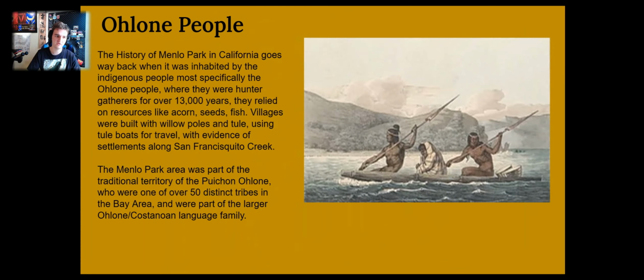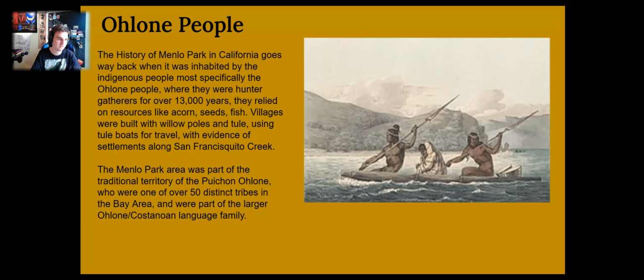Alright, so the history of Menlo Park in California goes way back to when it was first inhabited by the indigenous people, most specifically the Ohlone people, who were hunter-gatherers for over 13,000 years. They relied on resources like acorns, seeds, and fish, built villages with willow poles, and used tule boats for travel. There is evidence of settlements along San Francisquito Creek, like you see in this picture. The Menlo Park area was part of the traditional territory of the Ohlone, who were well over 50 distinct tribes in the Bay Area, and they were part of a larger Ohlone-Costanoan language family.